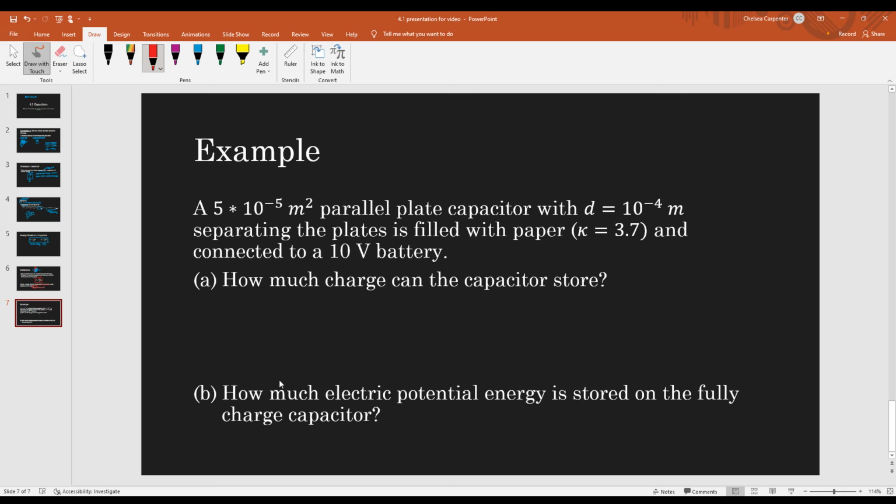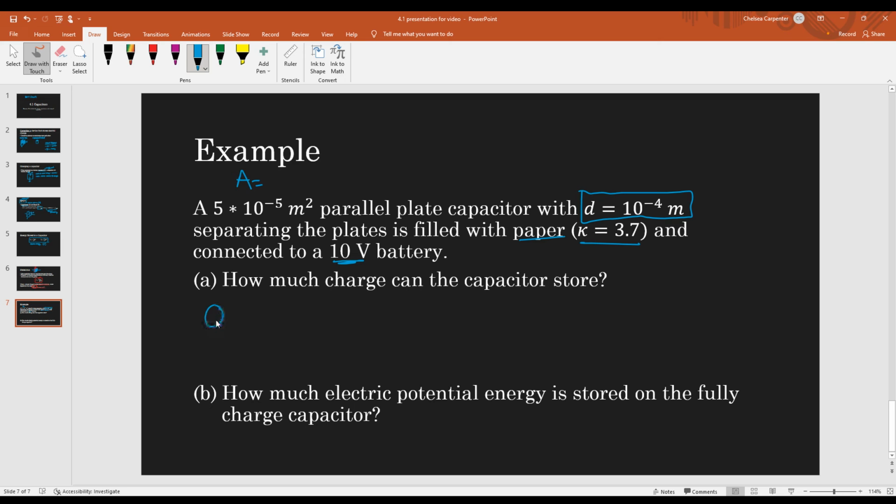So let's do an example. So we have a parallel plate capacitor, and we're given the area here is 5 times 10 to the -5 square meters, with a distance between the plates of 10 to the -4 meters. And the dielectric material that is between the two plates is paper with a dielectric constant of 3.7. Oh yeah, also the dielectric constant is unitless. There's no unit to go along with that. And we're also given that this is connected to a 10-volt battery. So we want to figure out, first question, how much charge can the capacitor store?